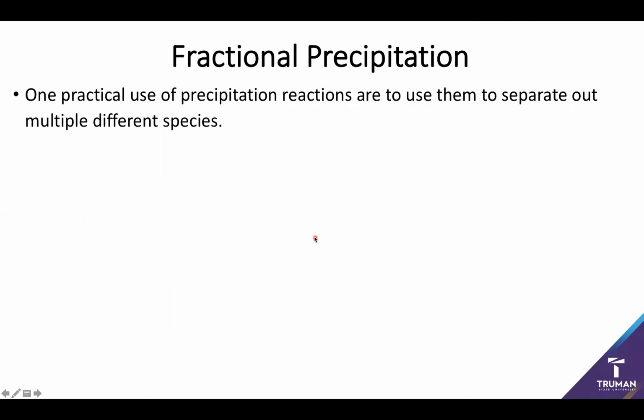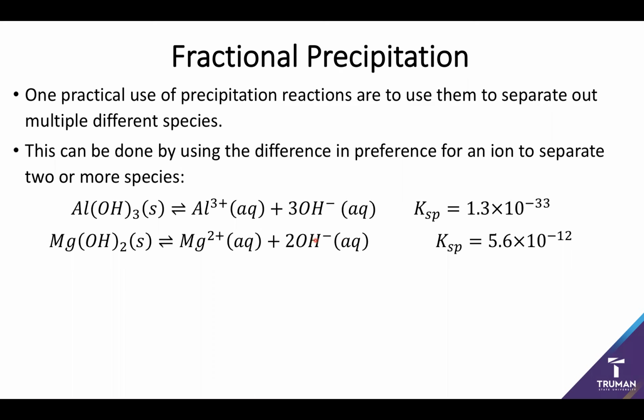So we've mostly been talking about some more general uses of solubility reactions. One of the very practical uses, and we've actually seen this in lab, is you can use two different compounds' sensitivity or preference to forming a solid with a specific ion to separate out multiple ionic species.